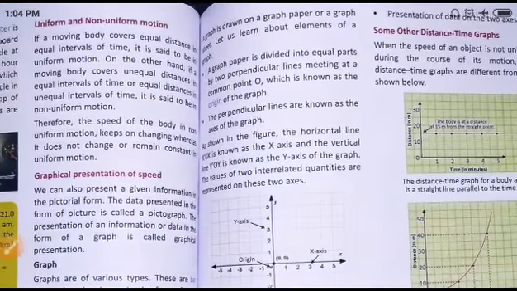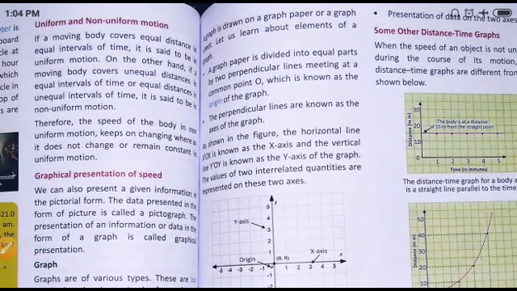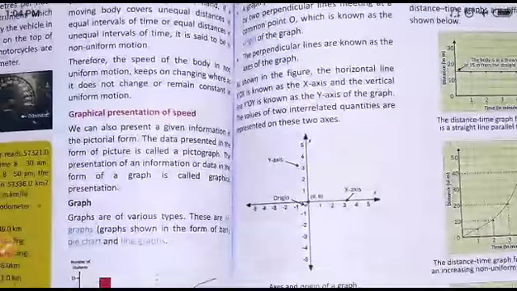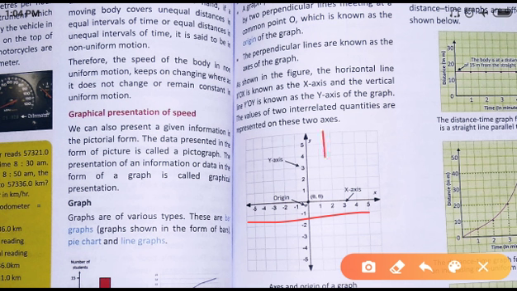Other is a graph drawn on a graph paper. On a graph sheet, let us learn about elements of graph. A graph paper is divided into equal parts by two perpendicular lines meeting at common point O, which is known as the origin of the graph. So these are two perpendicular axes lines which are meeting at a point which is called origin. The perpendicular lines are known as the axis of the graph. These are axis. This is x-axis and this is y-axis. Here it is drawn.